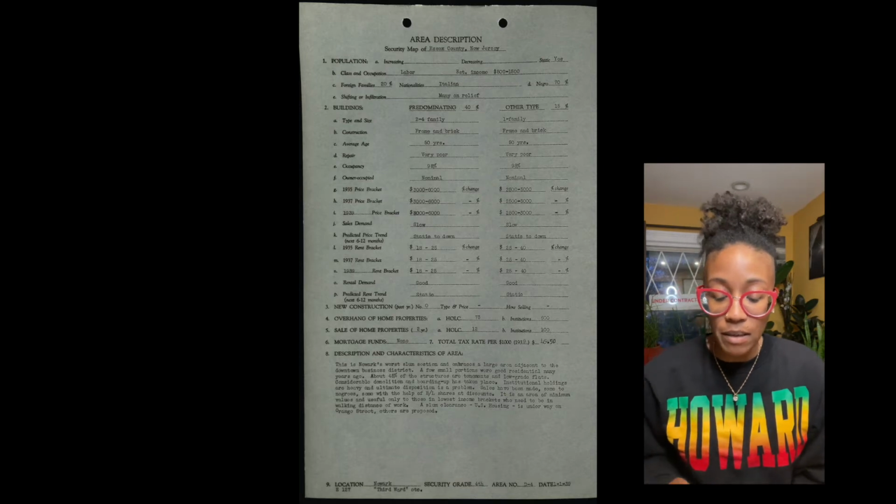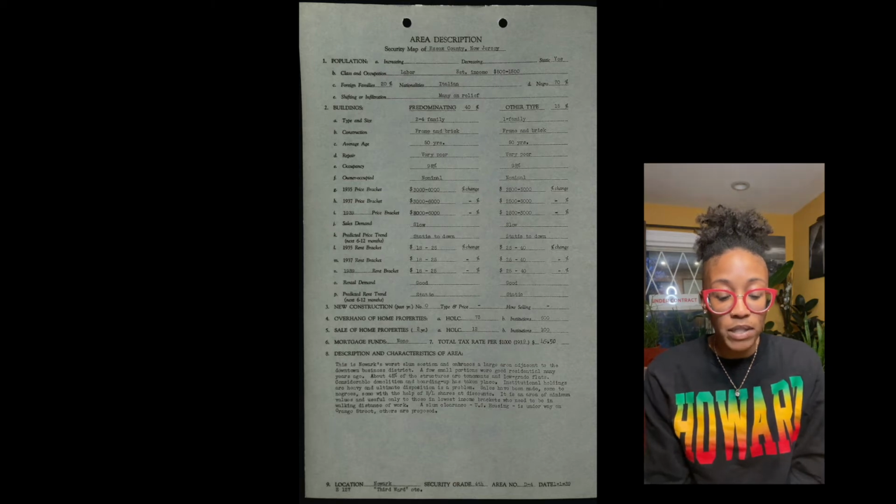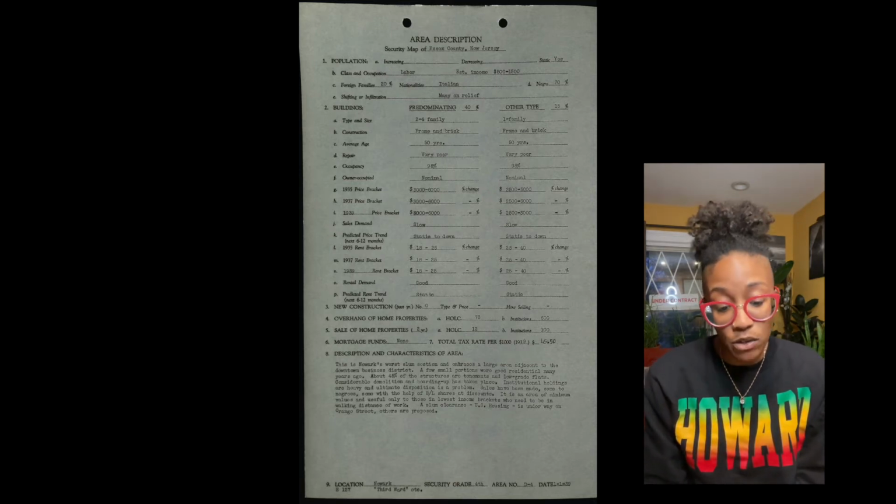Now, I don't know if you can see the words, but I'm going to read some things to you that kind of jumped out at me. There was a 70% Negro population. That says that under number 1. Jumping down to number 2, the predominating type of housing was 2 to 4 family. There weren't as many single family homes, so a lot of people unfortunately did not have their own space. Jumping down to letter K under number 2, the price trend over the next 6 to 12 months was predicted to either be static or decrease.